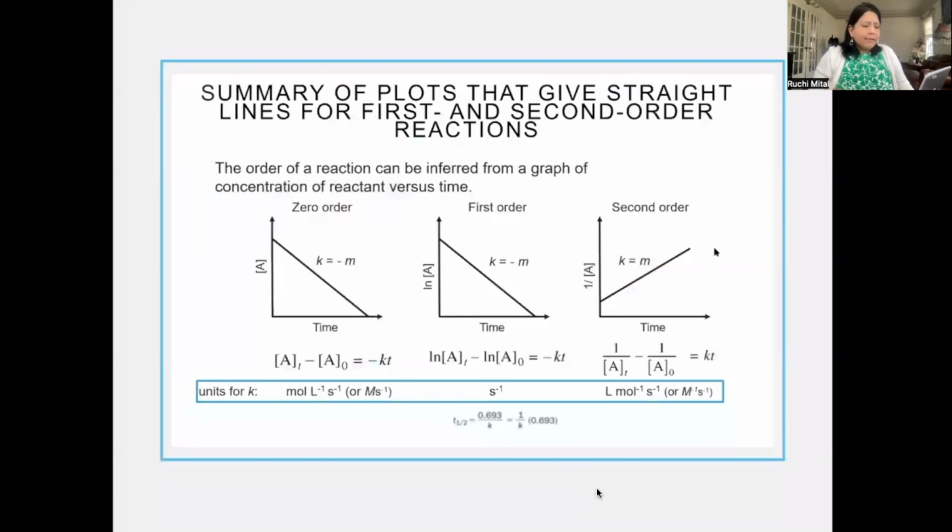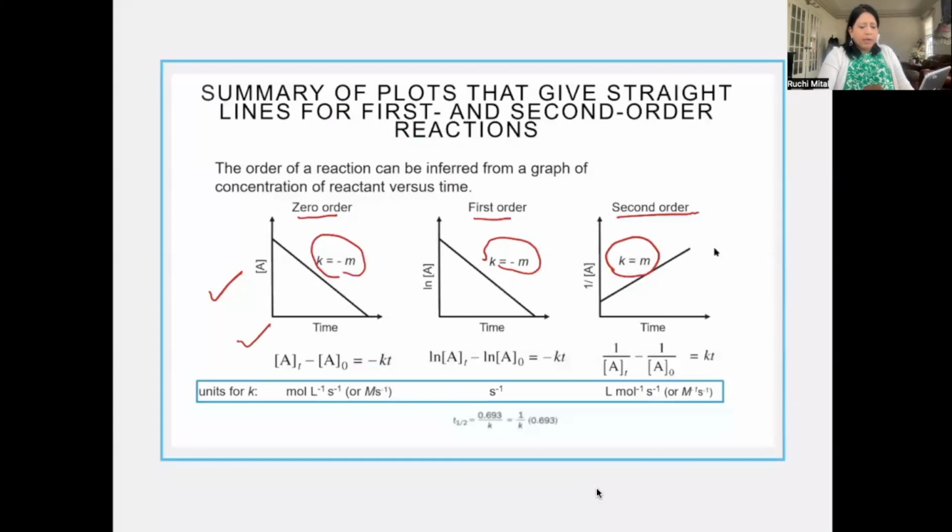Now, to summarize everything that we have done: if you are going to plot a graph, you have to know the shape of the graph. So I would recommend everybody make a chart: zero order, first order, second order. Write down the graph. You should know the shape of the graph. If you plot the concentration of the reactant versus time and you get a negative slope, that is your zero order. Now, if you are getting a negative slope, but the graph is the natural log of the concentration of A versus time, that is first order. And if you have a second order, then you plot the inverse of the concentration of the reactant versus time, and now your rate constant is a positive slope.